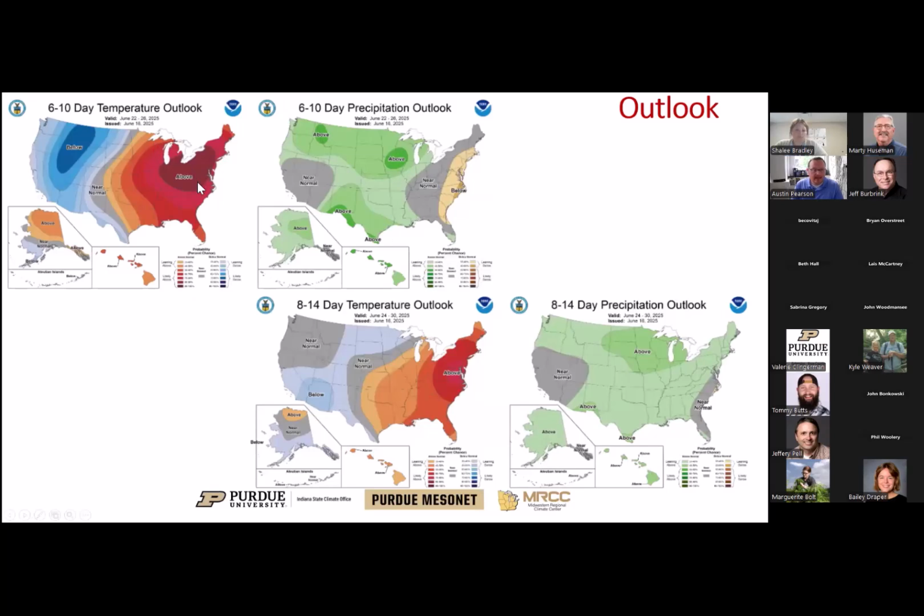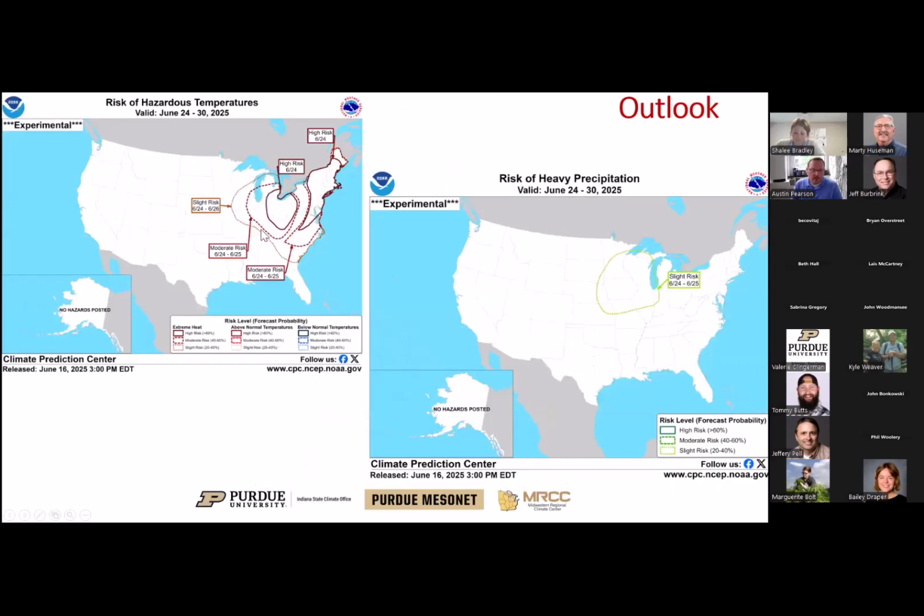The 6 to 10 day temperature and precipitation outlook. We do have elevated chances for above normal temperatures, and looking at the GFS model, we do have several chances for 80s that are going to be hitting into the forecast area. And so we do have mid to upper 80s. We do have also chances for a moderate risk for hazardous temperatures June 24th through the 25th. So something to keep an eye out there.